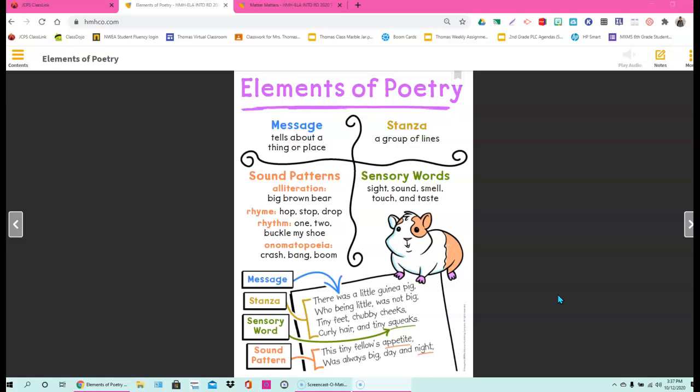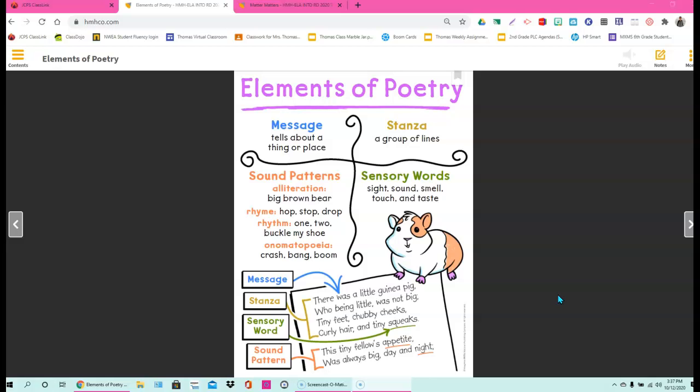Then we learned about a stanza. Now, a stanza is a group of lines, and I always compare this to sentences. So rather than full sentences that form a paragraph, poets use what are called stanzas. So they're groups of lines that flow together and have rhythm. Sound patterns. Alliteration. This is something like Big Brown Bear. So it's where the author repeats the same sound over and over again in one stanza.